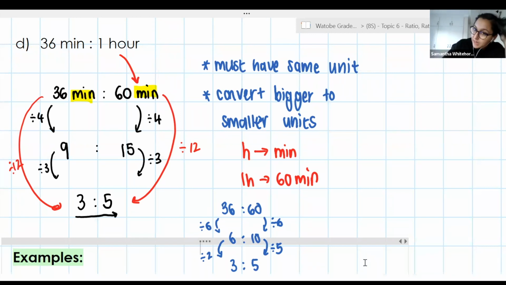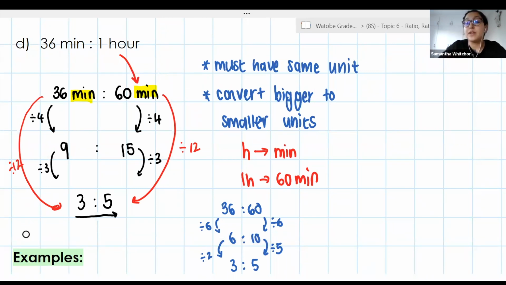There was a question about how you convert minutes to hours. I will explain that to you now in a second, and you'll see why I don't recommend you doing that. But guys, convert your bigger units to your smaller units, and you will then be able to simplify your ratio.